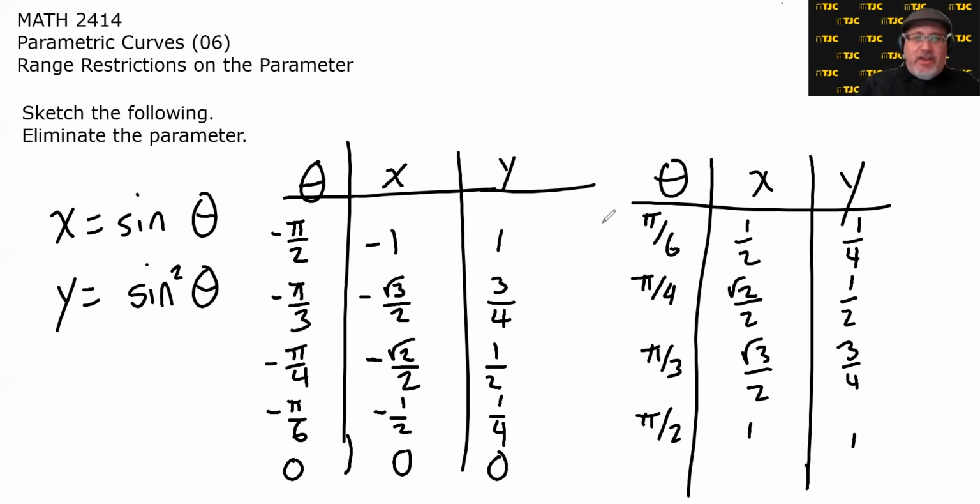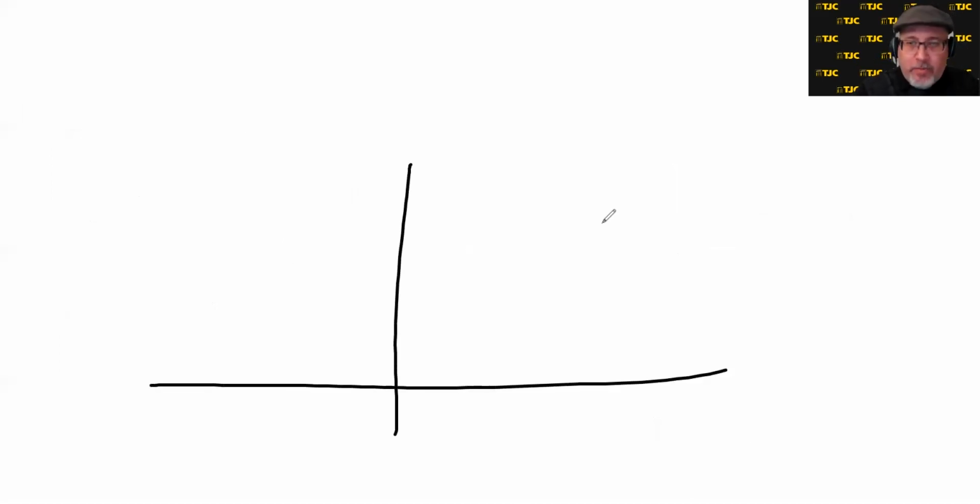Notice that the x values go between -1 and 1, and they can't escape that interval because it's sine of theta, and sine's range is -1 and 1, hence the range restriction. Our y-coordinates, however, are only going between 0 and 1 because they're the sine of something squared. So we don't need a whole lot of room to draw this graph. We only need to go between -1 and 1 on the x-axis and between 0 and 1 on the y-axis.